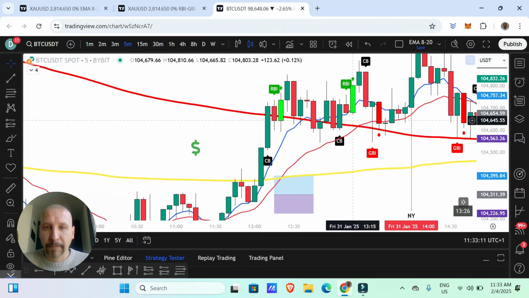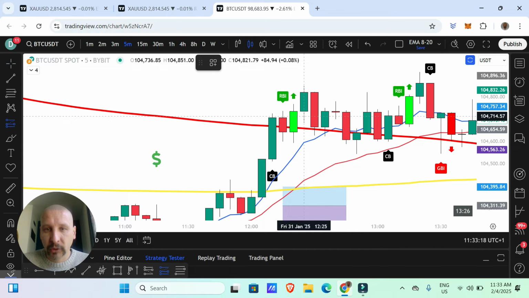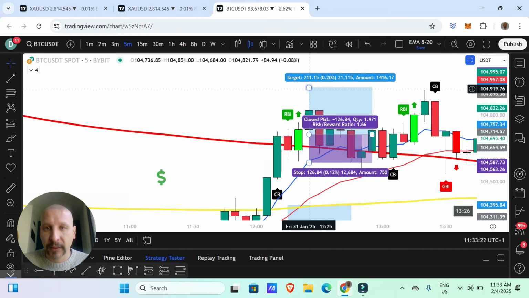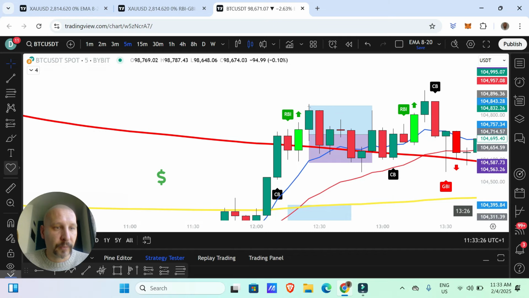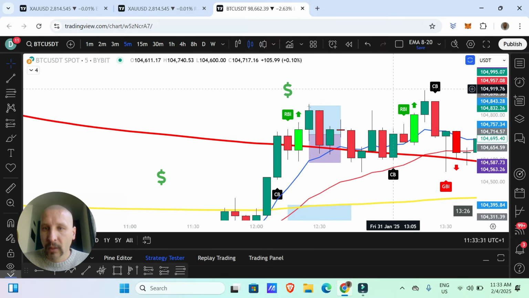Let's go to this setup on the 5 minute because this is a different setup than on the 15. We take this trade above the red body. We have a stop loss of 126 and we have a target of 126. This is a winner. Here we go. We continue.